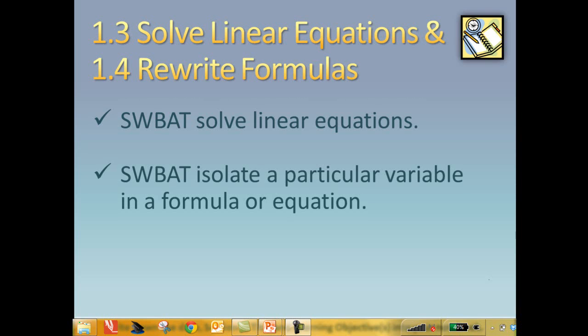This is a quick review of sections 1.3 and 1.4. Students will be able to solve linear equations, and students will be able to isolate a particular variable in a formula or equation.